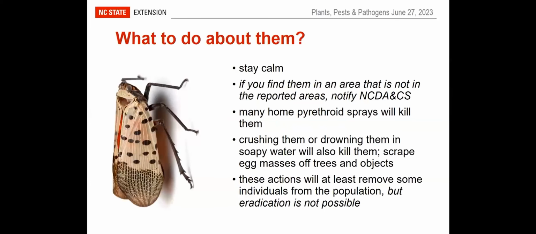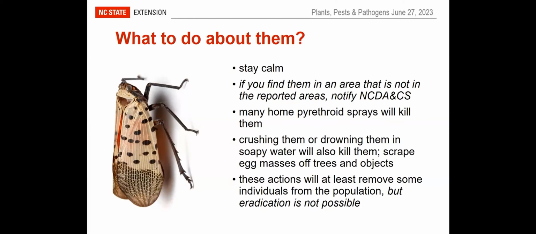Now, what to do about them? First thing is to stay calm. If you find them in an area that's not a reported area, notify NCDA. Many home pyrethroid sprays will kill them on contact, but also crushing them or drowning them in soapy water can kill them. Scraping egg masses off the trees and other objects can take those out of the population. These actions will at least remove some individuals from the population, but at this point, eradication is not possible. So they are going to be here to stay, unfortunately.